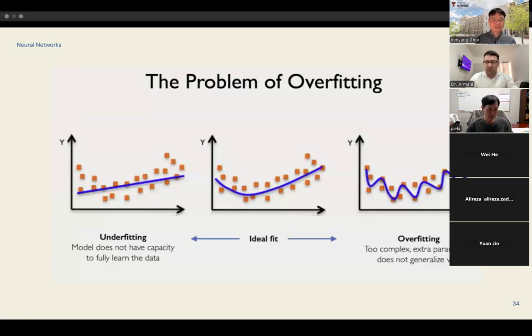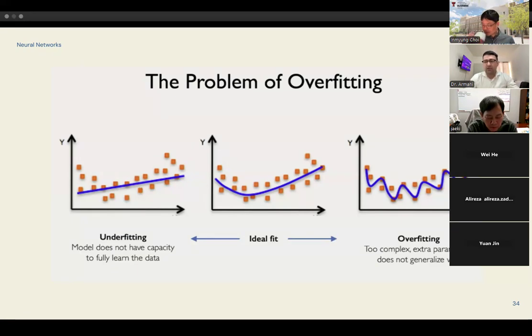However, we should be very careful. On one hand, if we don't have many parameters, if we have a simple model, of course we are underfitting, and we do not have enough capacity to learn. We talked about it. On the other hand, if we have too many layers, too many neurons, too many parameters, we may overfit to the training data.